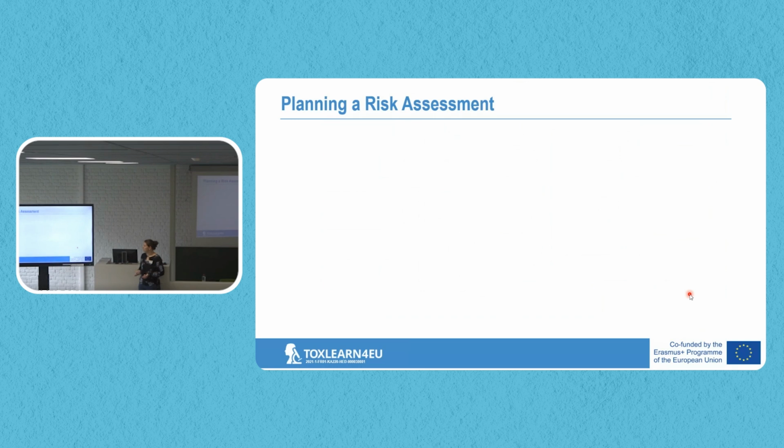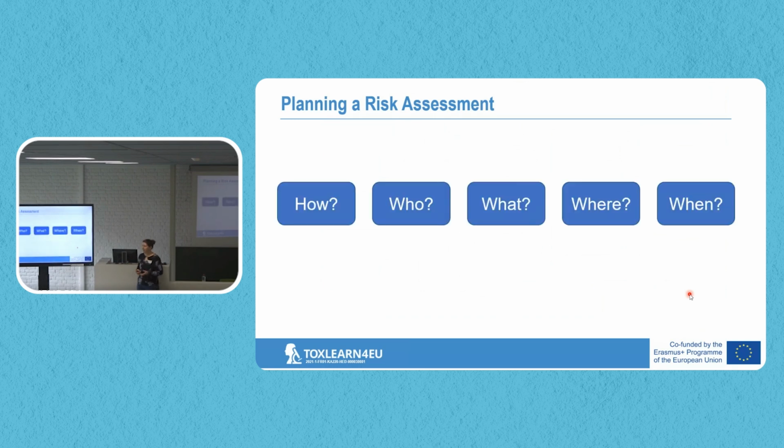Okay, so step by step. If we plan a risk assessment, you generally have to ask all these questions: the how, what, why, where, when. Why? Because we want to know what is the risk, where is the risk, or what is the hazard, where is the hazard, and when does it occur? Also, how do the people get exposed?